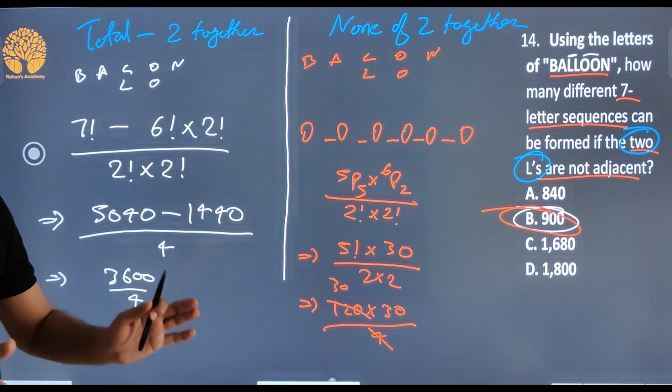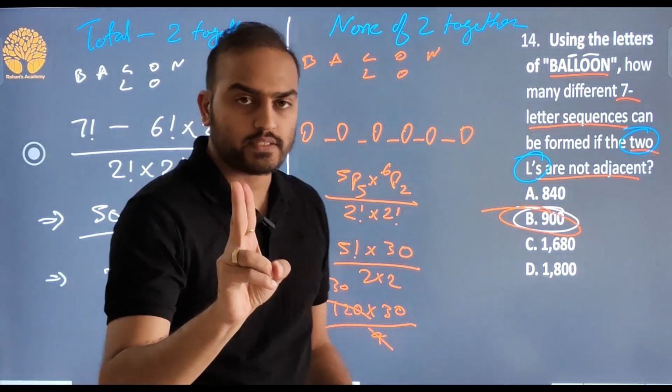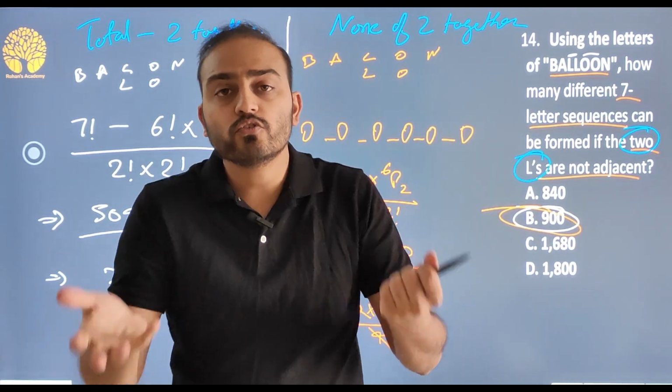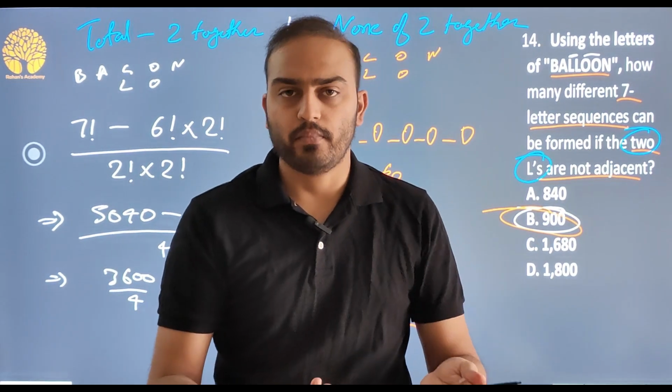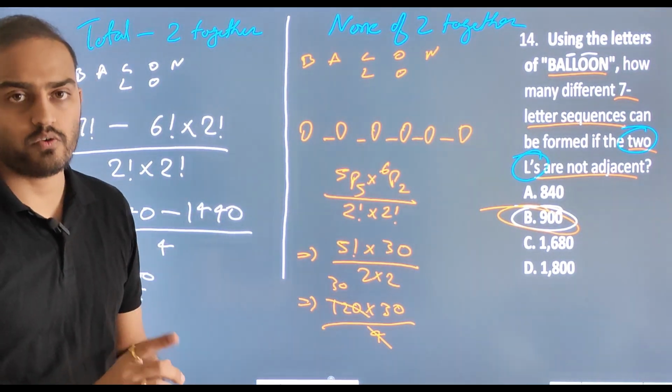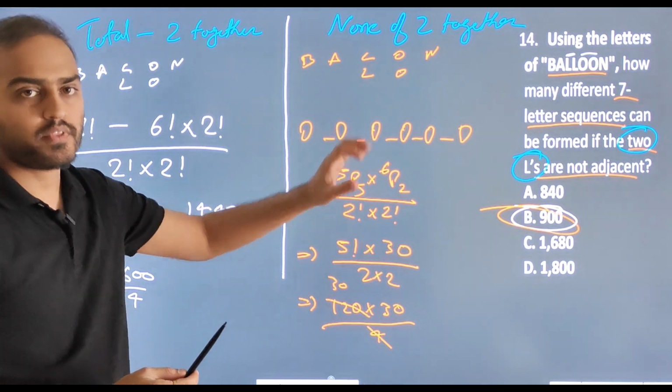So the point I'm trying to make is, if it is only 2 things, you do total minus 2 together, or you do none of those 2 together, and it means the same. But if it is more than 2, then you will have different answers, because the meaning will change.